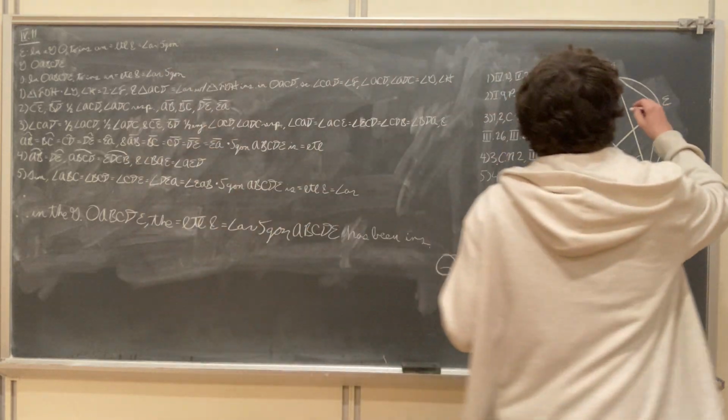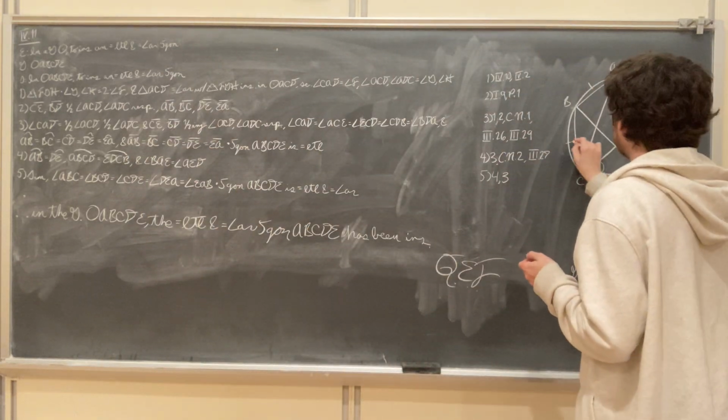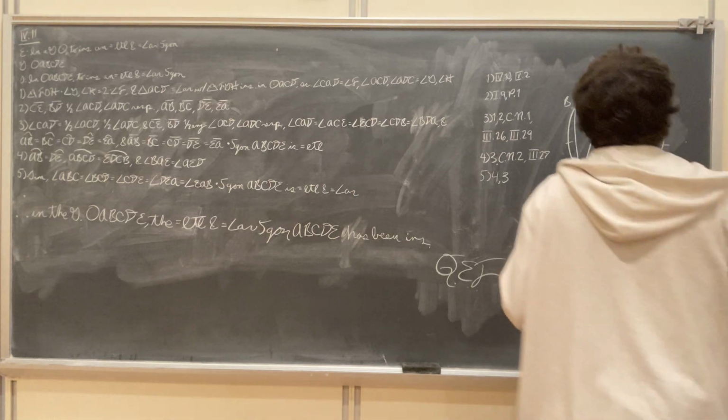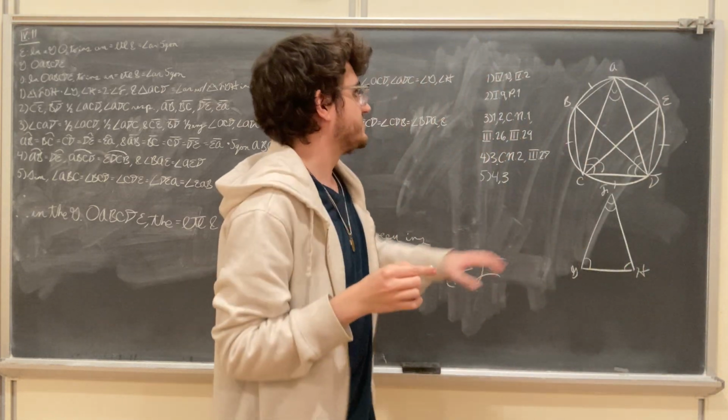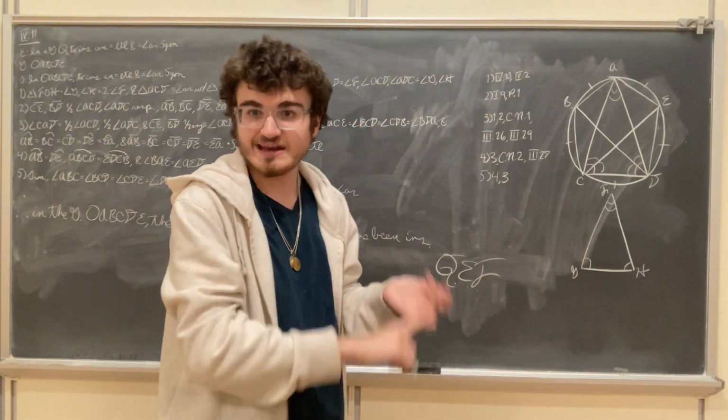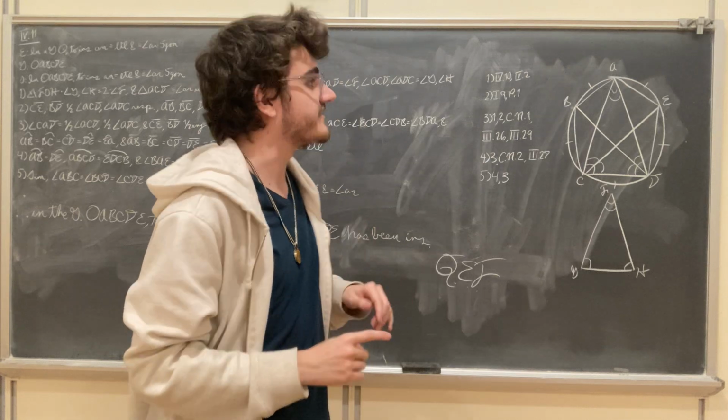And this means that the arc AB is equal to the arc BC, is equal to the arc CD, is equal to the arc DE, is equal to the arc EA. So all 5 of these arcs, AB, BC, CD, DE, and EA, are all equal to each other.